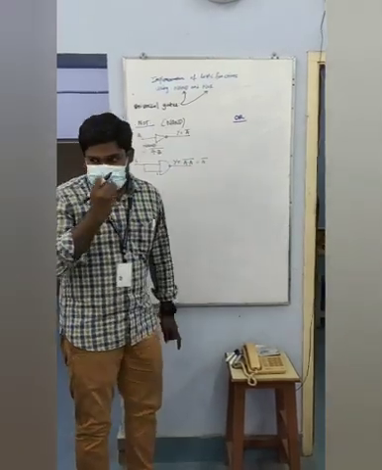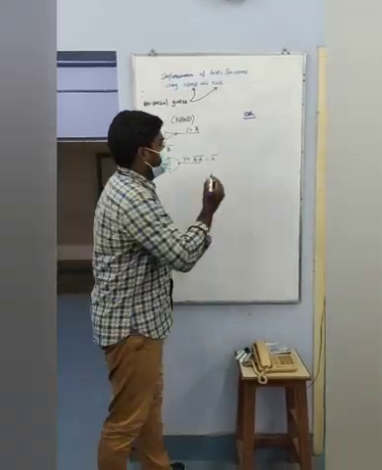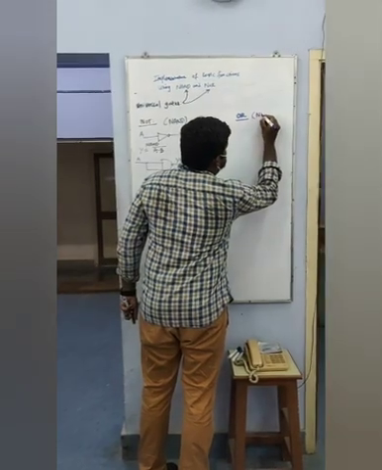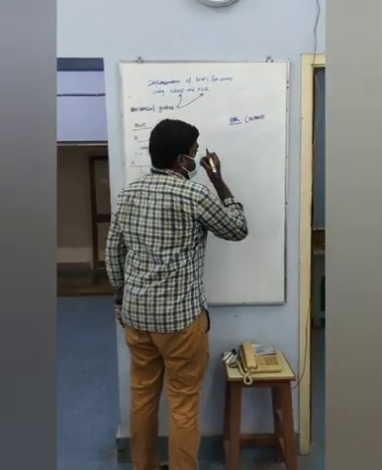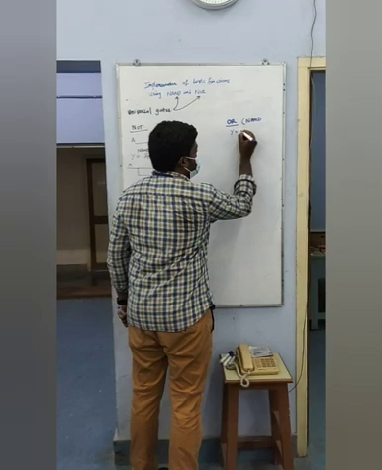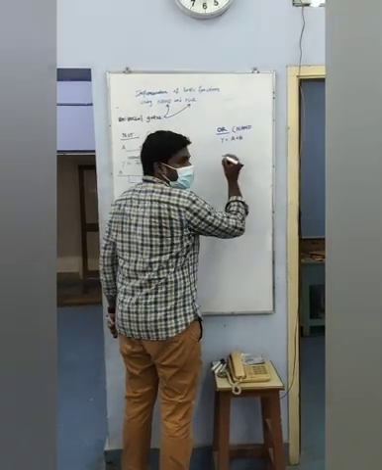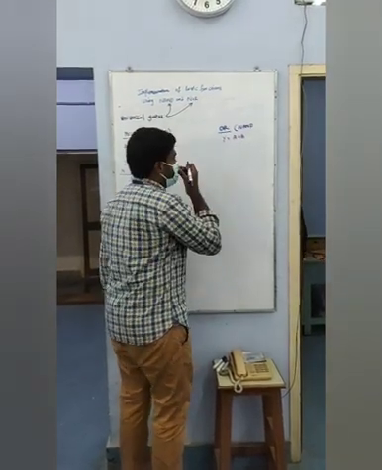Implement our OR gate using NAND gate. So what is the output of OR gate basically? Y is equal to A plus B. Right? Y is equal to A plus B.